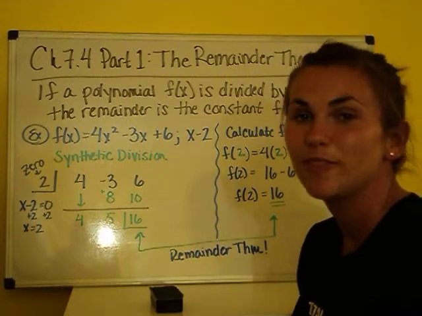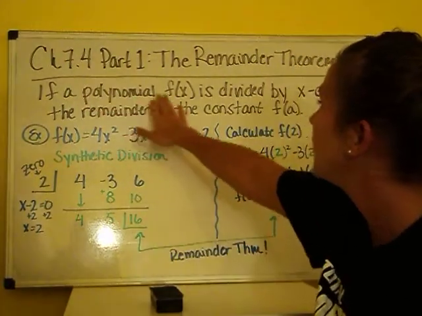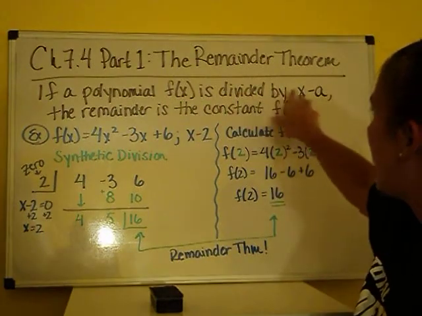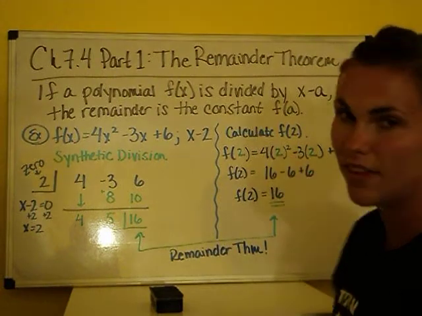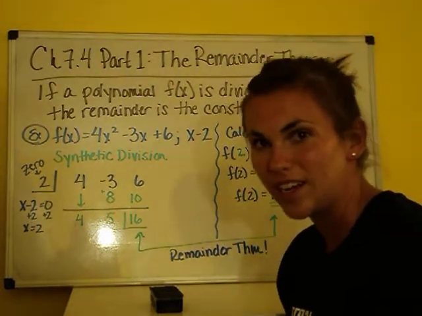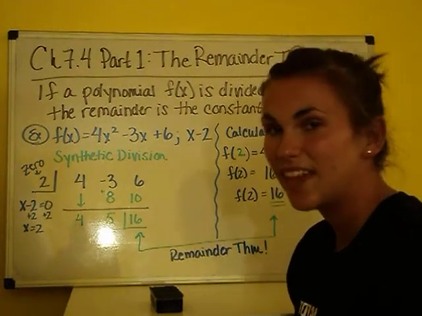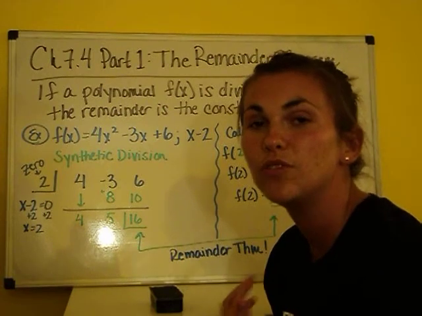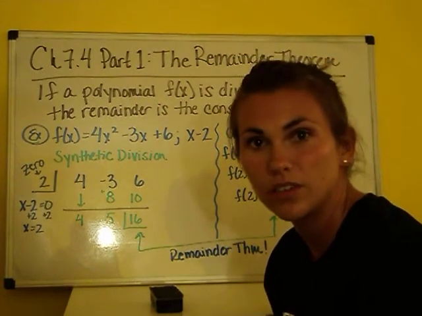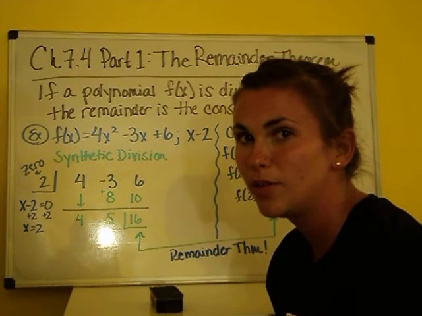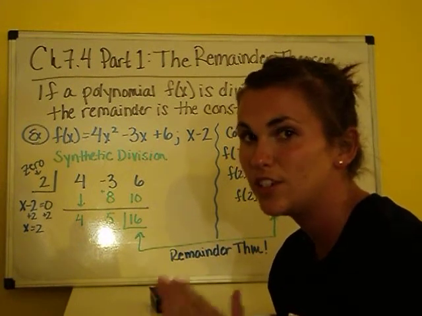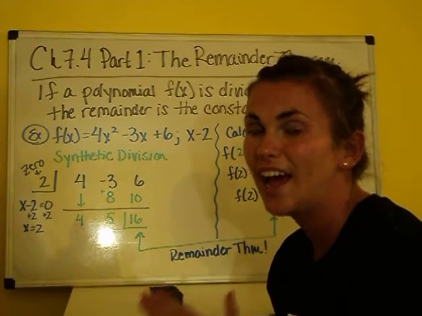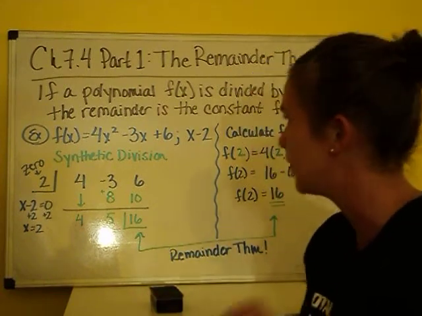So the remainder theorem says, if a polynomial f of x is divided by x minus a, the remainder is the constant f of a. Okay, that's a lot of wordiness, but basically it's saying that if you take a polynomial and you divide it by a root, or by a factor of that polynomial, then the remainder after you divide it is the same thing as if you just calculated that function at that certain point, which I'll show you an example.